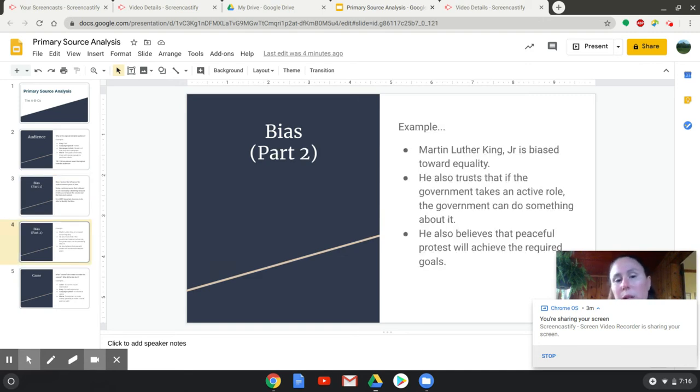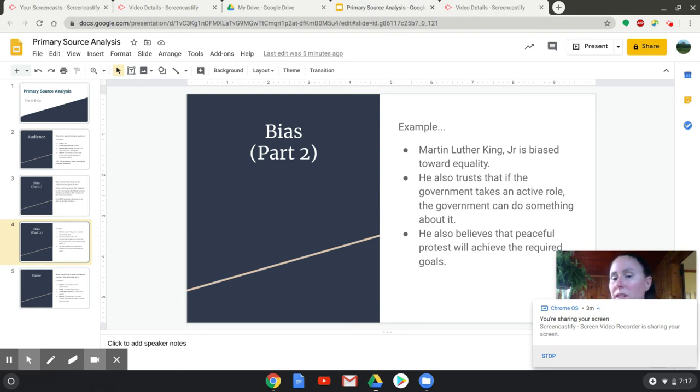A good example, maybe to go through this, is Martin Luther King Jr., because he's not a negative figure. We all know that Martin Luther King Jr. was a hero of the civil rights movement. Did he have bias? I've had students want to say, well, no, because he's a positive figure for equality. Well, the fact that he is in favor of equality is part of his bias. That's not a negative thing, but there are going to be people who are pro segregation. He is not one of them. His bias is pro equality and integration.